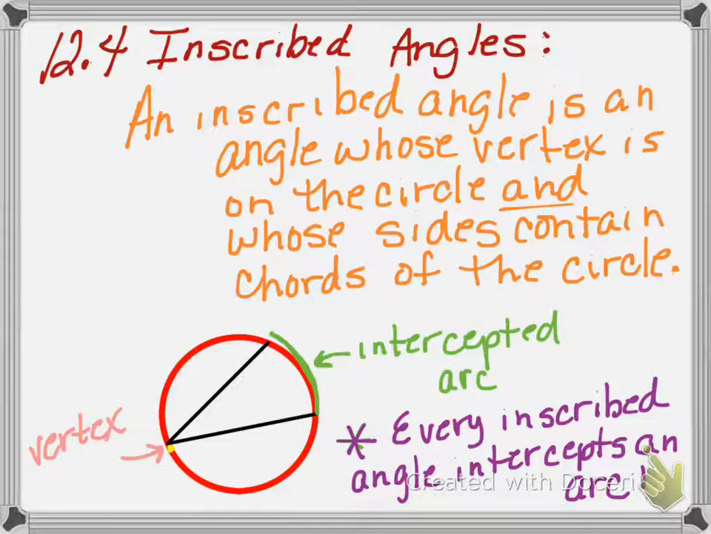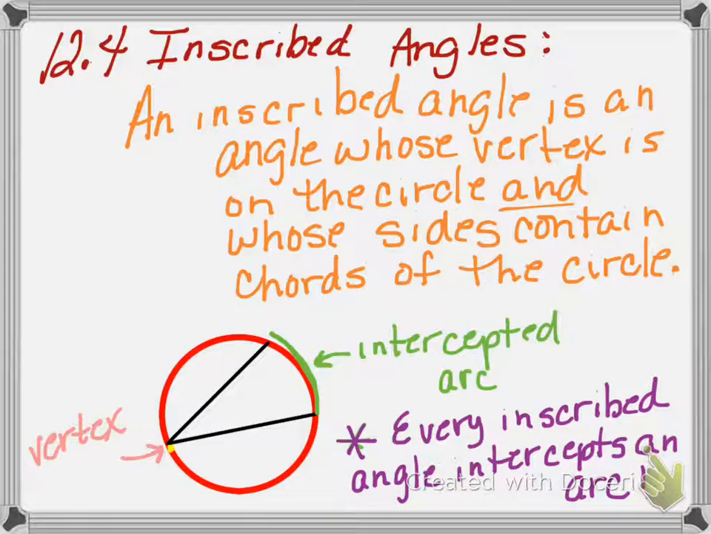Okay, hi everybody. So today we're going to talk about inscribed angles, section 12.4. First of all, a definition. An inscribed angle is an angle whose vertex is on the circle and whose sides contain the chords of the circle. Every inscribed angle intercepts an arc.